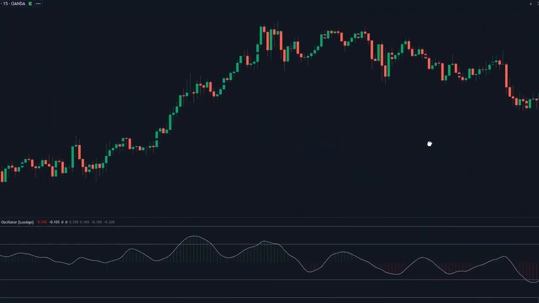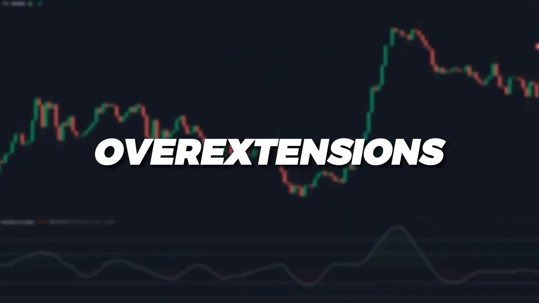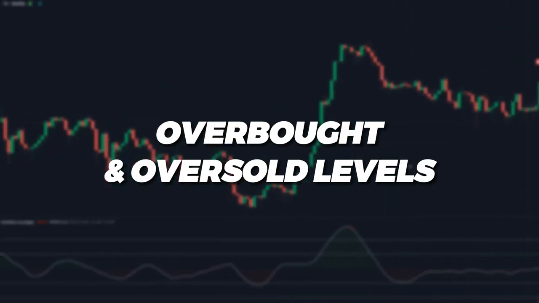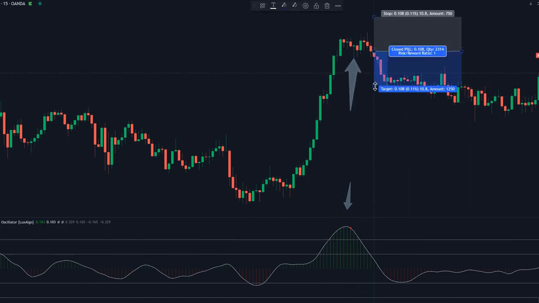Now, one of the methods that we can use this indicator to trade is to use it to identify overextensions or overbought and oversold levels in the market. As mentioned earlier, whenever the Whole Butterfly Oscillator goes above this upper horizontal level, this indicates that the market may be overbought, which means we could start looking for short positions.